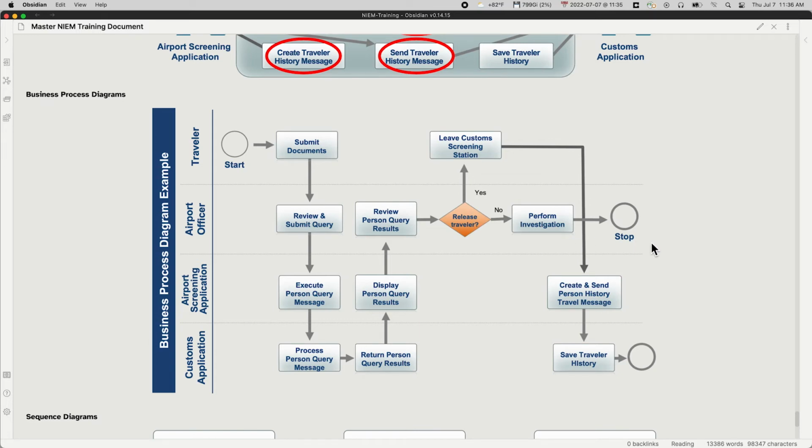This gives you more of a flow through the process, organized by actor. I've always been a big fan of these. Now, you don't see a lot of these in NIEM work, but you probably should, right? You really probably should.